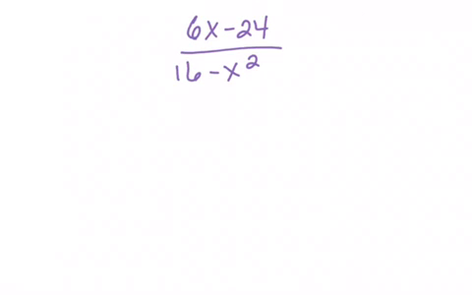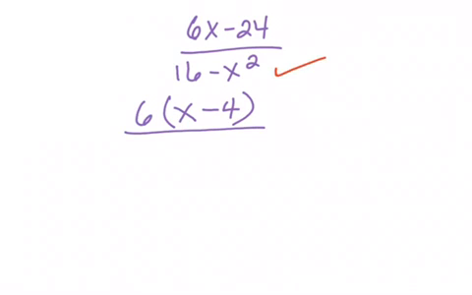All right, so I look at this, and the first thing that I see is I can take out a 6 or a negative 6 out of both of these terms. All right, so let me rewrite it. Let me take out a 6. So I'll say 6, and what do I have left? X minus 4. And what about the bottom? The bottom is a difference of squares. That's a square number. That's a square number.